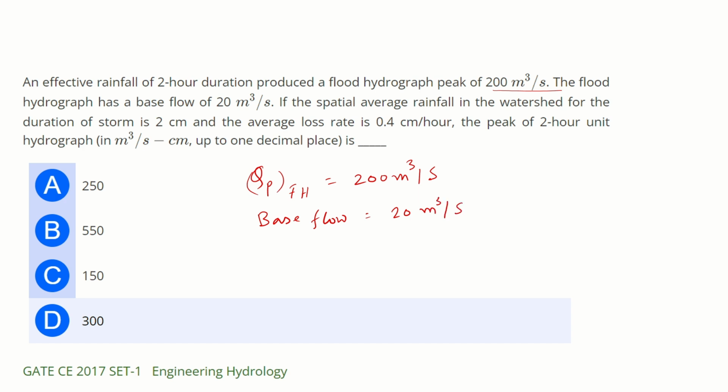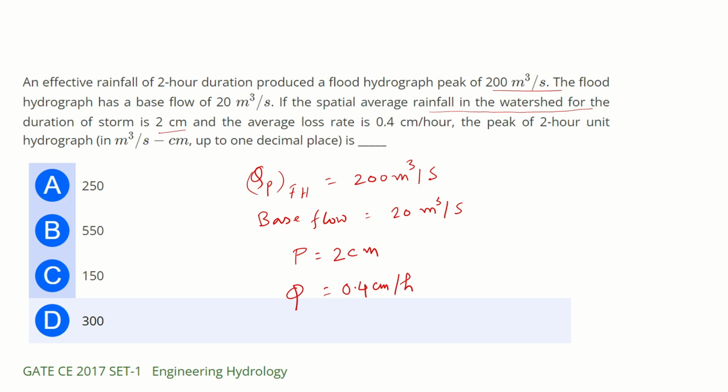Right. Now, the next information given is the spatial average rainfall in the watershed for the duration of the storm, which is 2 centimeter. So, precipitation is given to us, that is 2 centimeter of rainfall has occurred over the catchment. And the average loss rate is given, which is nothing but the phi index, that is equal to 0.4 centimeter per hour, right?